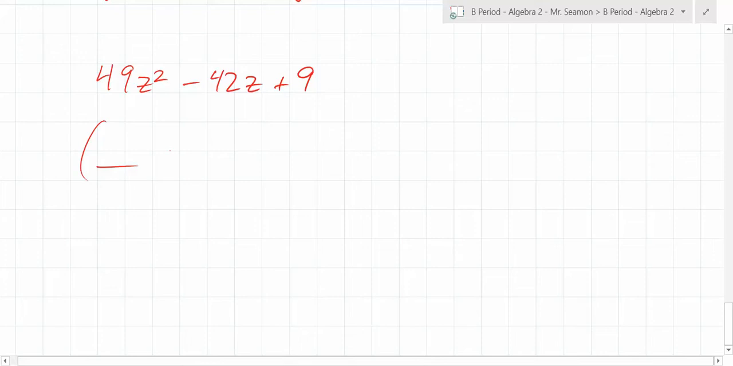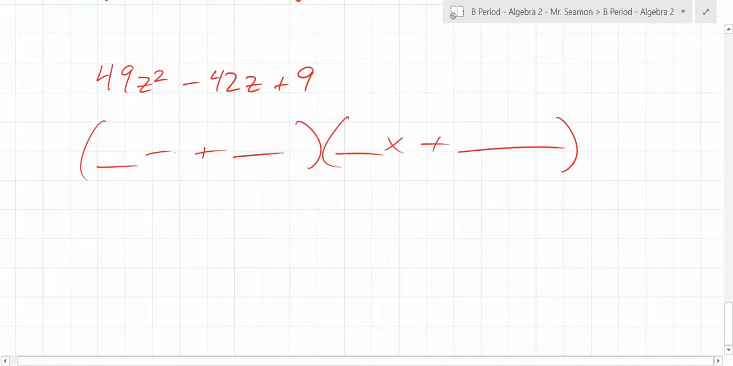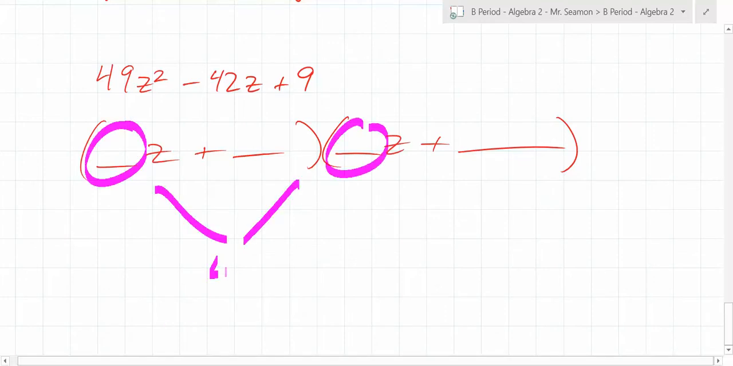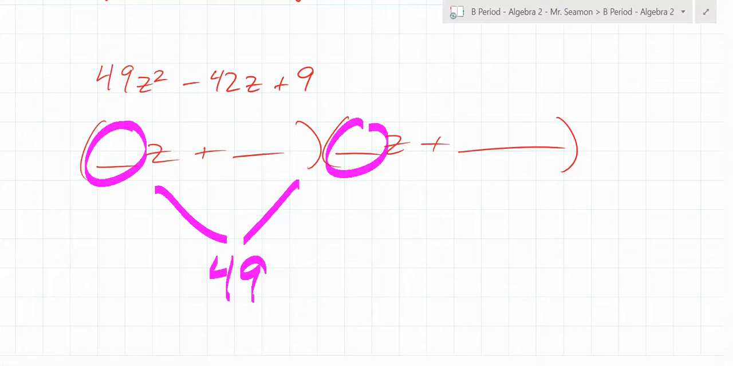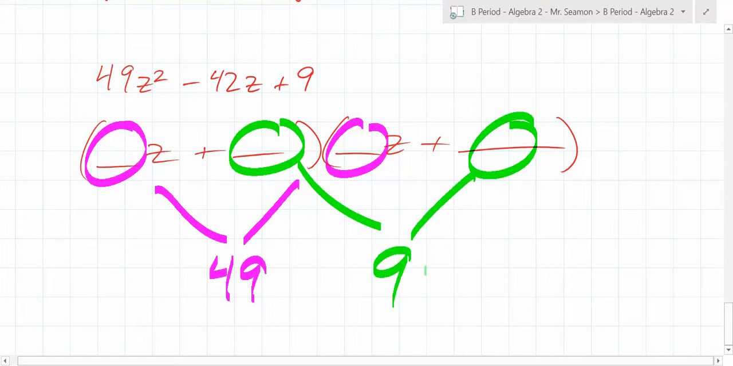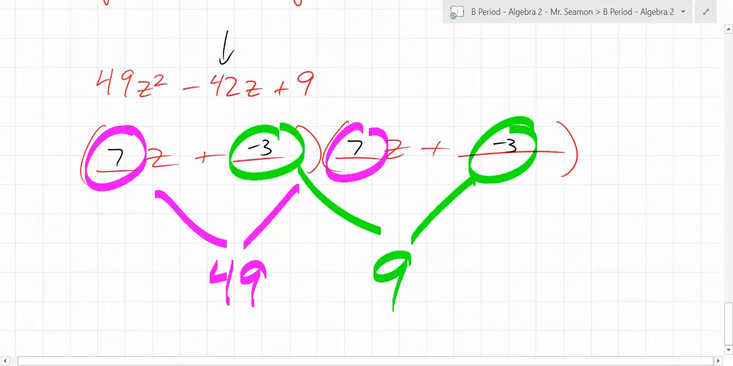The leading coefficients in front of z need to be multiplied together to get what? What do the leading coefficients need to multiply together to be? 49. We just did a bunch of those. And what do these two need to multiply together to get? 9. So what two numbers multiply together to get 49 really nicely? How about 7 and 7? What about 9? It needs to be negative, so how about negative 3 and negative 3? Because it has to be negative in the middle.